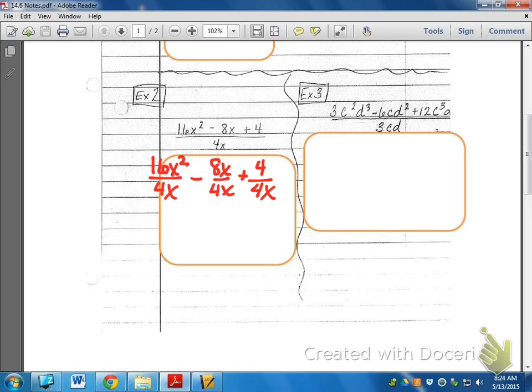So start with the first set. We have 16x squared over 4x. So I can cancel the 16 and the 4 to become a 4 and a 1. I divided both those by 4. I have 2 x's on the top and 1 on the bottom. How many can I cancel out? 1. So this one's gone completely on the bottom, and x squared just becomes an x. So this is 4x over 1. I'm just going to write 4x.